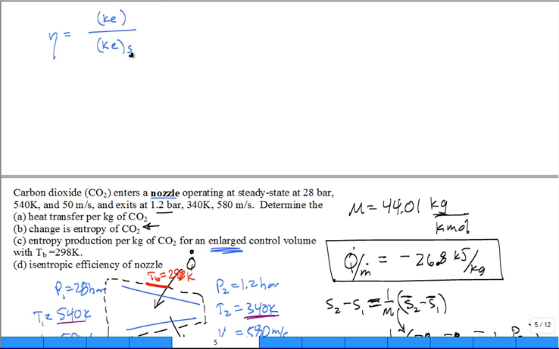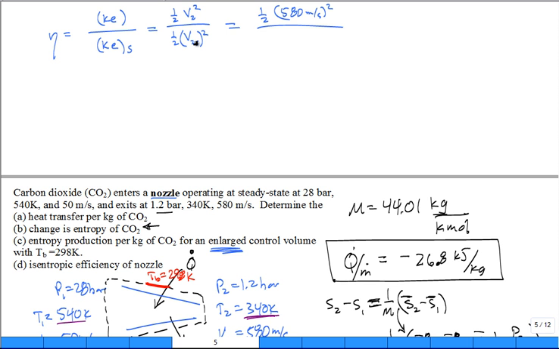Isentropic, we know or can calculate the actual kinetic energy. It's 1/2 V exit squared. So the actual is 1/2 times 580 meters per second squared. I need to calculate the V2S and then square it. That's what I need to calculate the efficiency.